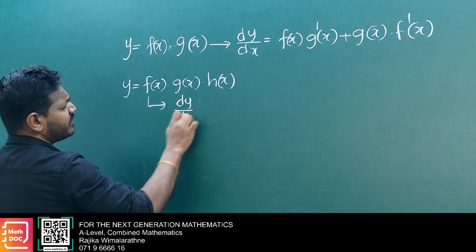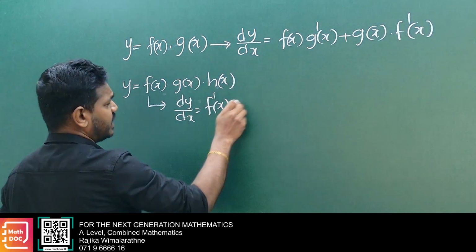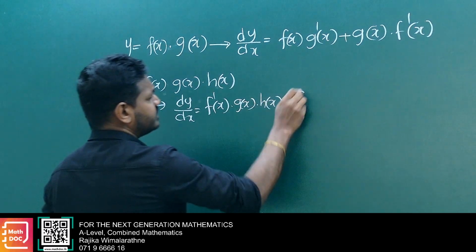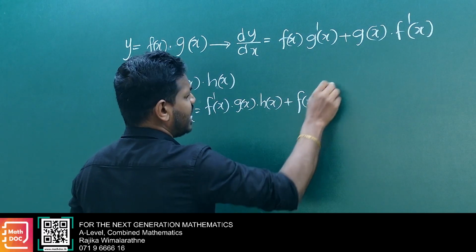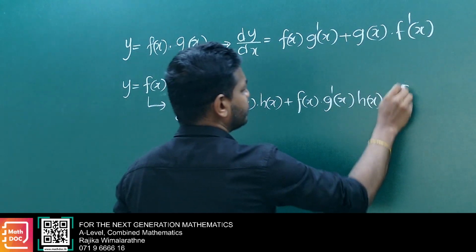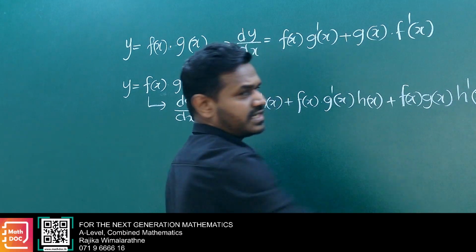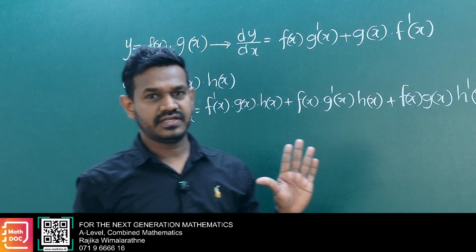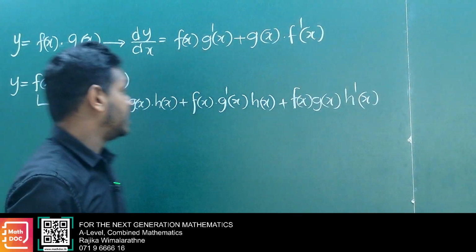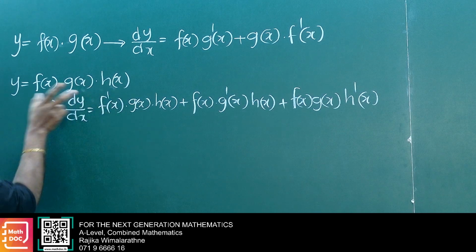Then dy by dx is f dash x times the other two, g(x) h(x), plus f(x) times g dash x h(x), plus f(x) g(x) h dash x. It goes like that. If you have a three function product, you follow the same technique: f dash x times the other two, g dash x times the other two, h dash x times the other two.